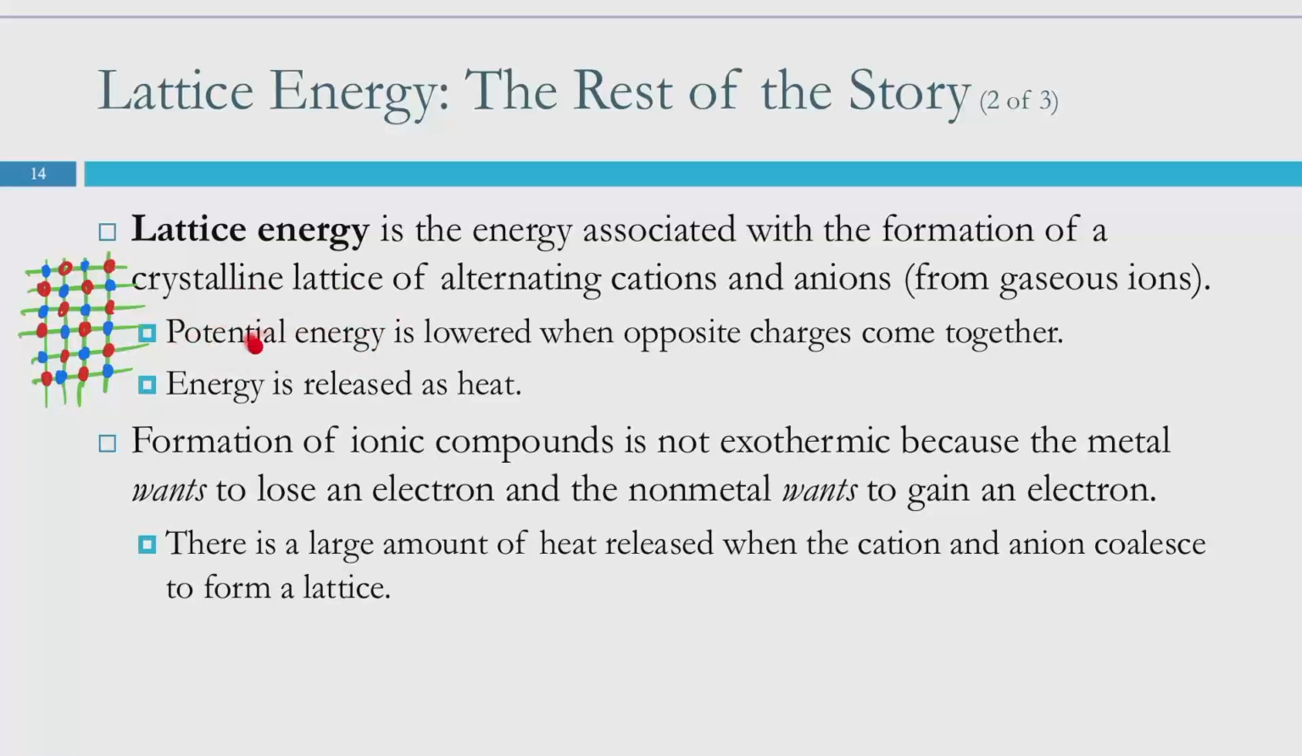And our potential energy is lowered when our opposite charges come together. So the potential energy is lowered, which means that it's more stable. Because we've got that alternating array of positive and negative charges, if we're the positive charge, we're really nice and cozy with all the negative charges around us. We're really nicely seated. In order to lower that potential energy, it has to go somewhere. It doesn't just get destroyed, and so it gets released as heat.